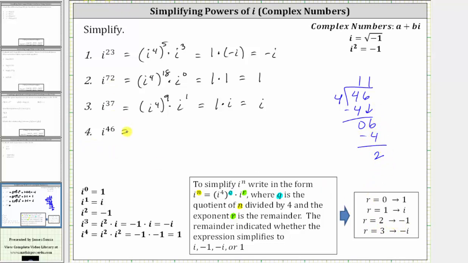i to the 46th power is equal to i to the 4th raised to the power of q, which is 11, times i raised to the power of r, which is 2. i to the 4th is 1. 1 to the 11th power is 1, times i squared. i squared is negative 1. 1 times negative 1 is negative 1. Once again, verifying the result.